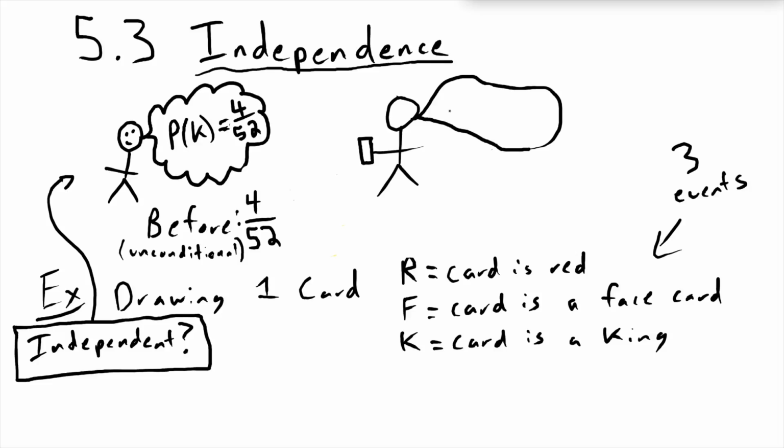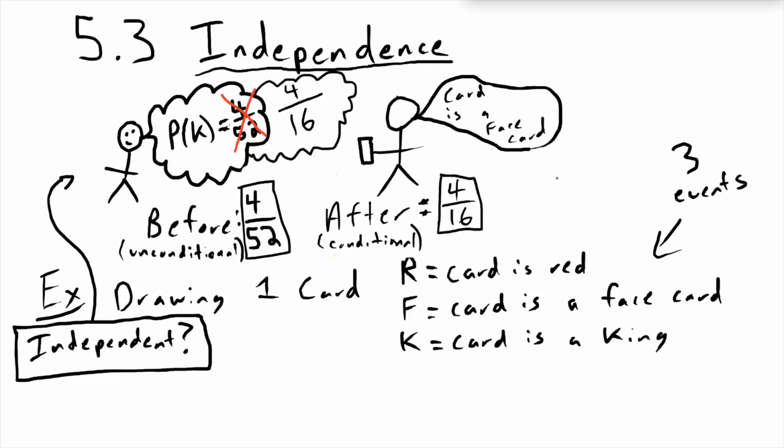Now you have your helpful friend look at this card and say that this card is a face card. So now you say, okay, the probability that it's a king is no longer 4 out of 52. Gotta increase my thought bubble here. I'm thinking a lot of thoughts. There's 4 kings out of the 16 face cards. So the probability that it's a king, if somebody told me it was a face card, is 4 out of 16. And these are definitely not the same probability. The probability is quite a bit higher if I know that it's a face card.